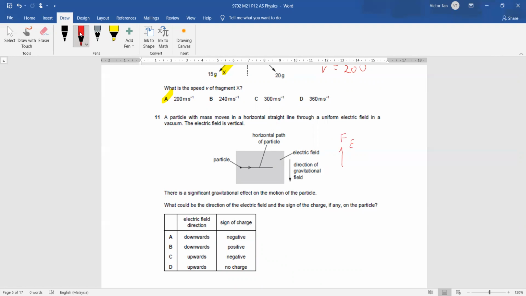The direction of the electric field will be the direction of force on a positive charge. So if it's upwards, it must be a positive charge. So there's none, this is wrong. Downwards should be negative. This answer is A.